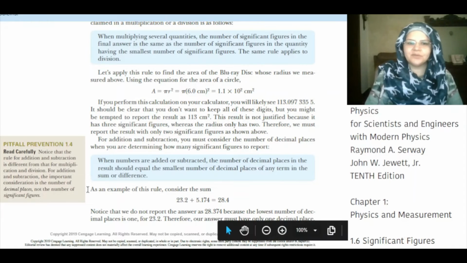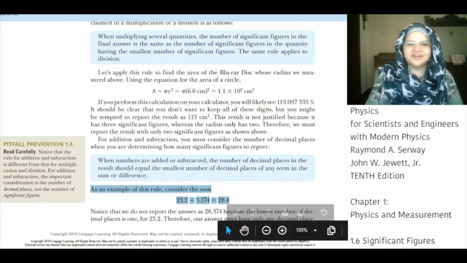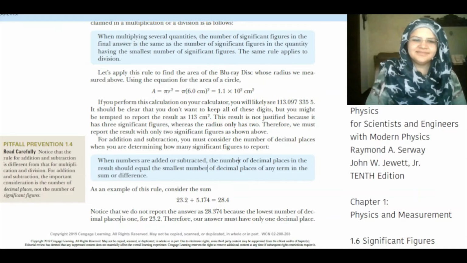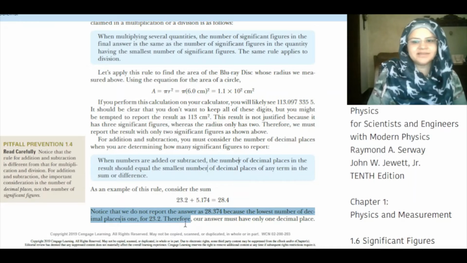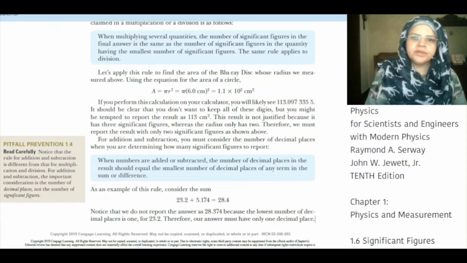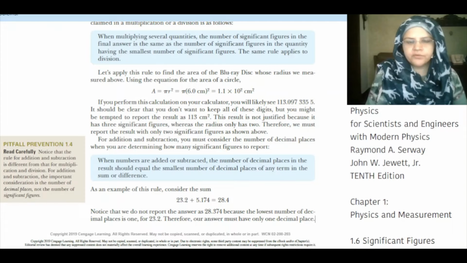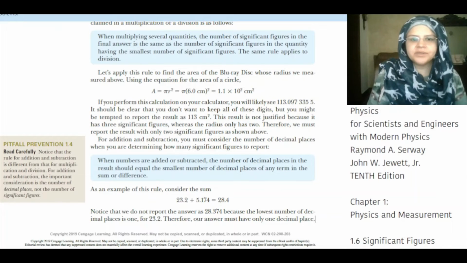As an example of this rule, consider the sum 23.2 plus 5.174 is equal to 28.4. Notice that we do not report the answer as 28.374 because the lowest number of decimal places is 1 for 23.2. Therefore, our answer must have only one decimal place. 23.2 has one decimal place, 5.174 has three decimal places. Our answer should have only one decimal place, that is 28.4.